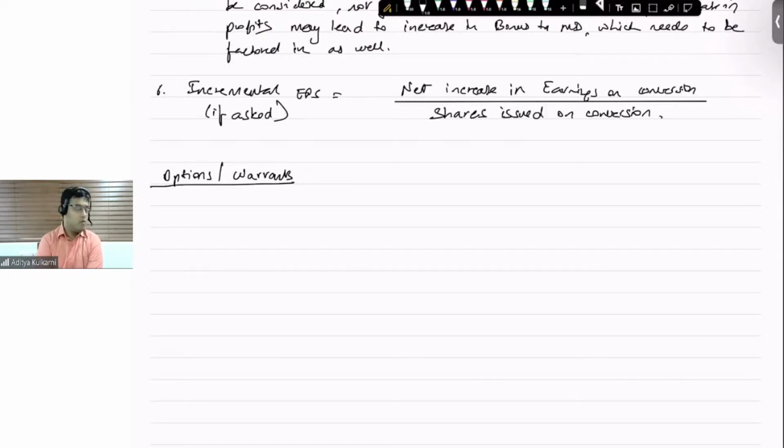Okay, so therefore there won't be any impact as far as the earnings are concerned. Earnings wahi ke wahi continue rahenge. Is it okay? Yes. Sometimes what happens, there may be multiple conversion ratios.